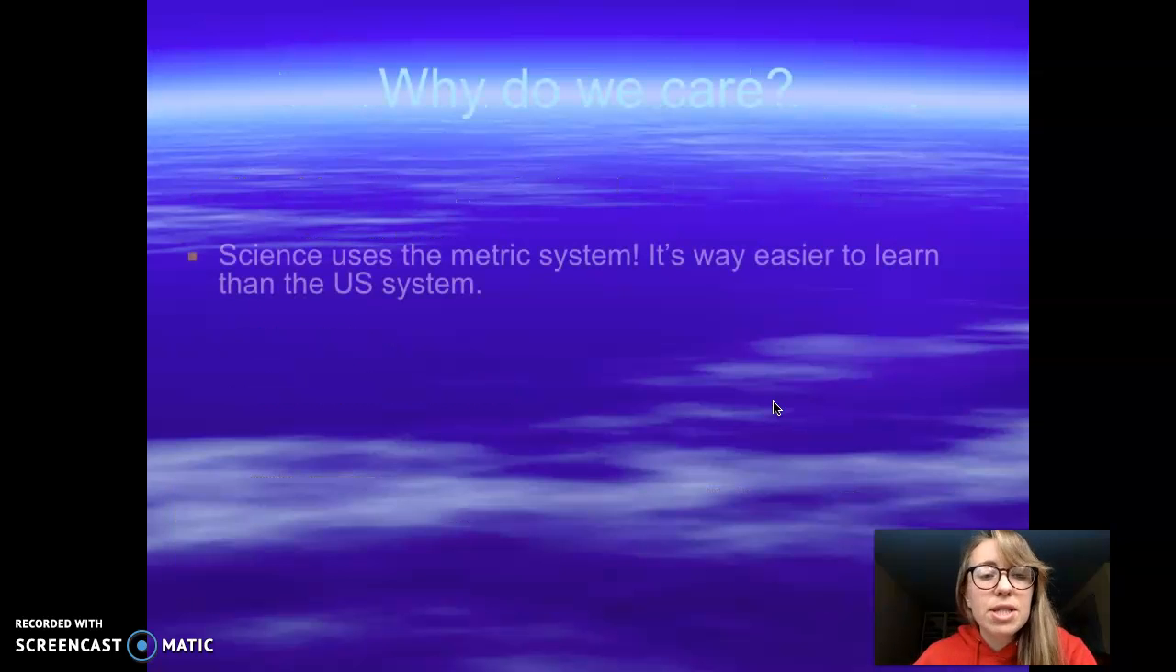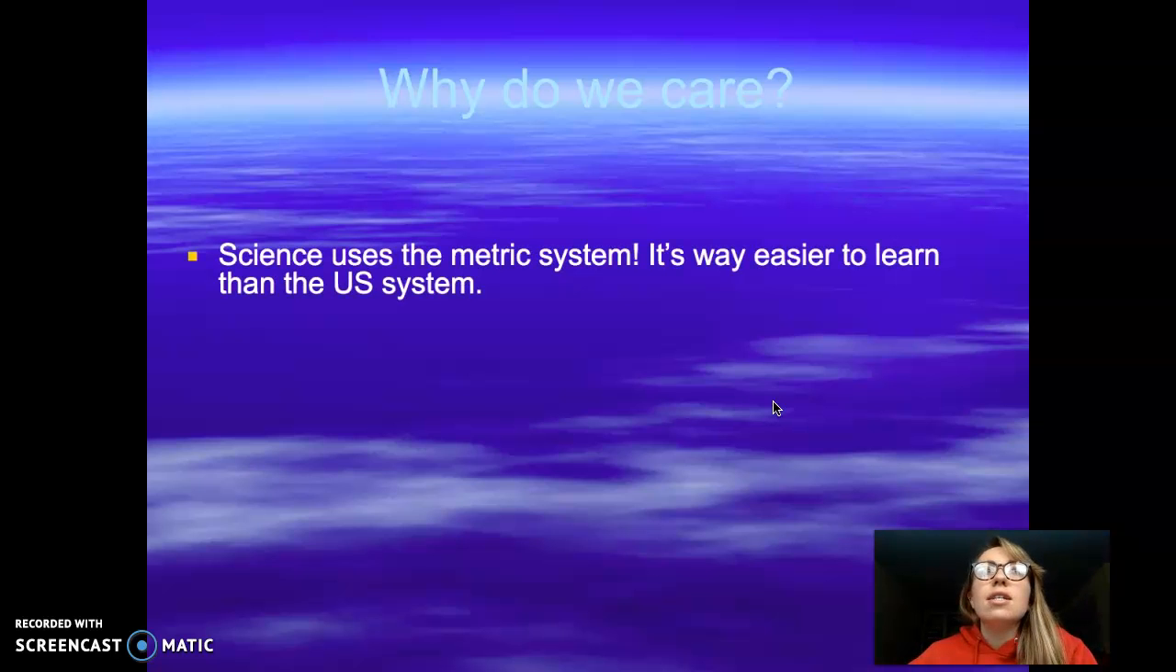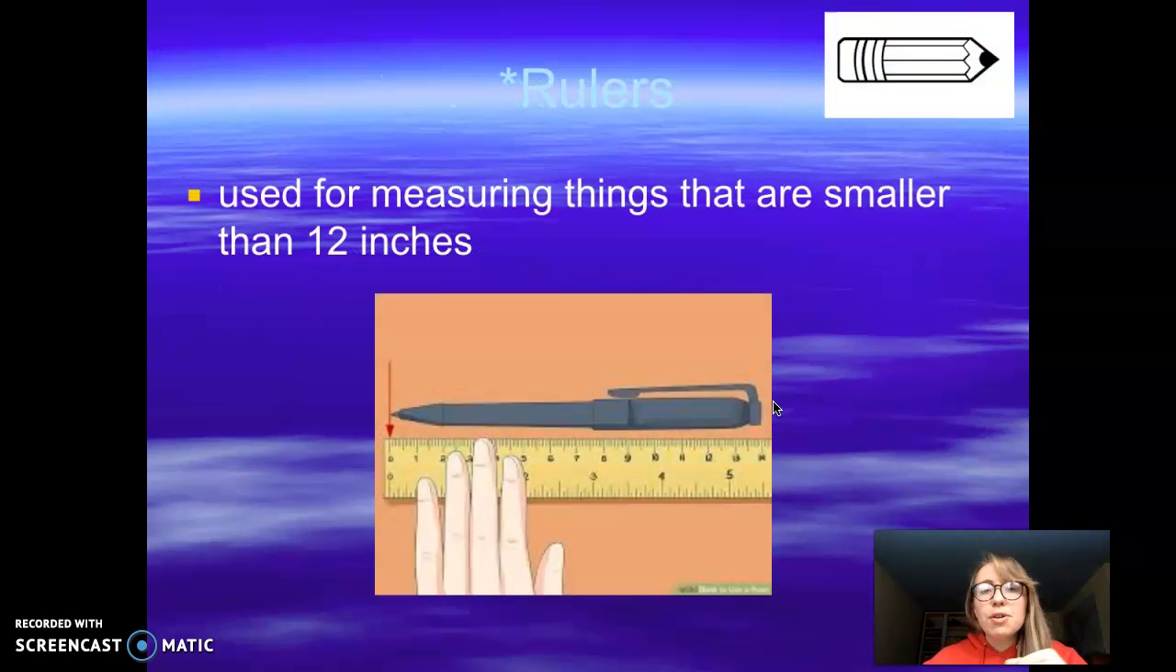Okay, cool. So the reason that we care about this is that science uses the metric system, and that's important to remember because depending on the family that you grew up in, you are probably more used to using the customary system, and in science we want to get in the habit of using the metric system. Okay, now we're going to go into some basic stuff.